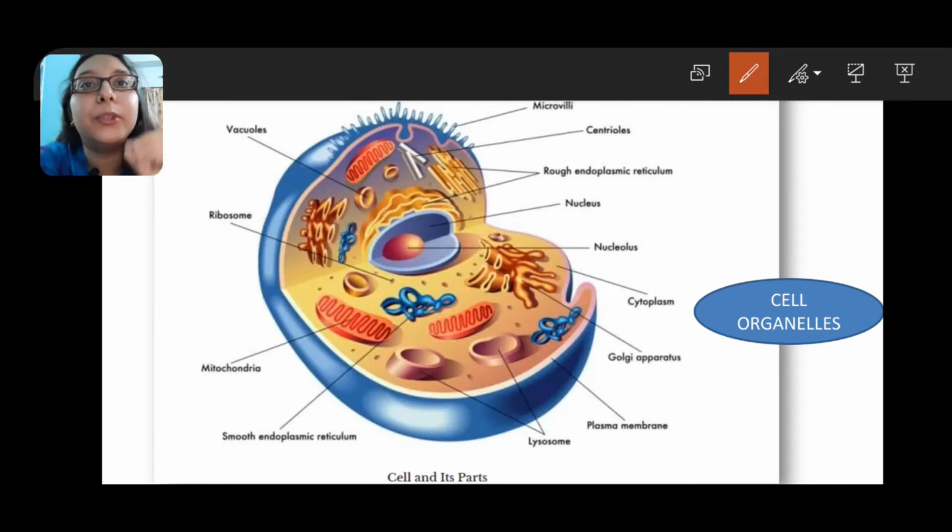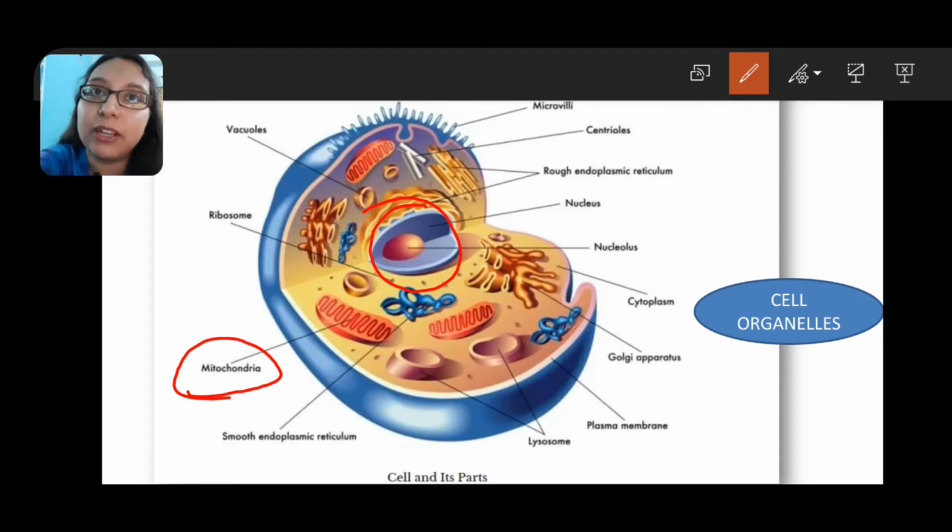We will start off with the brain of the cell. Just like we have a brain in the human body, in a similar way, a cell also has a brain functioning at its center. That is known as the nucleus of the cell, right? Then moving on from the center towards the periphery, we find another very important structure, which is the mitochondria.